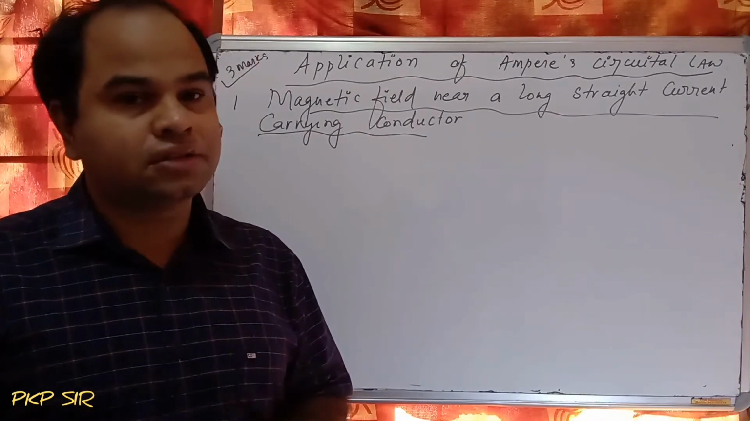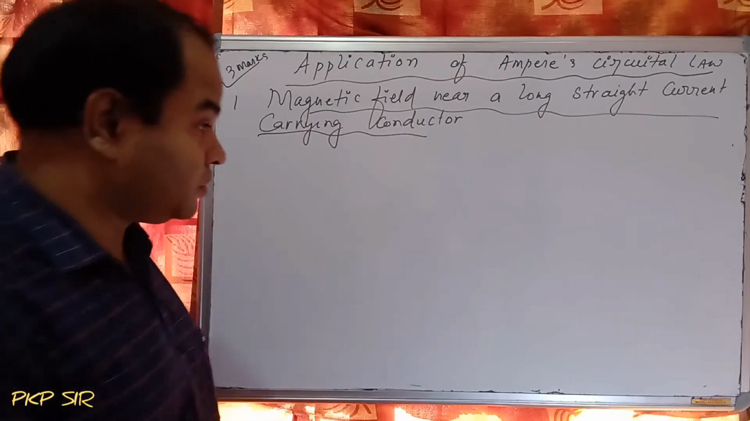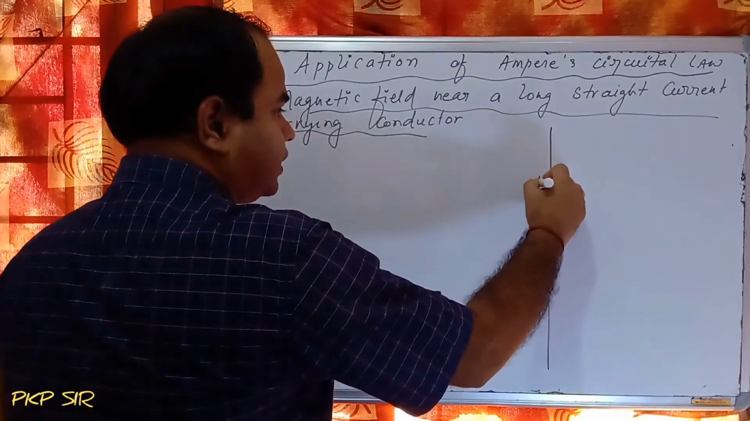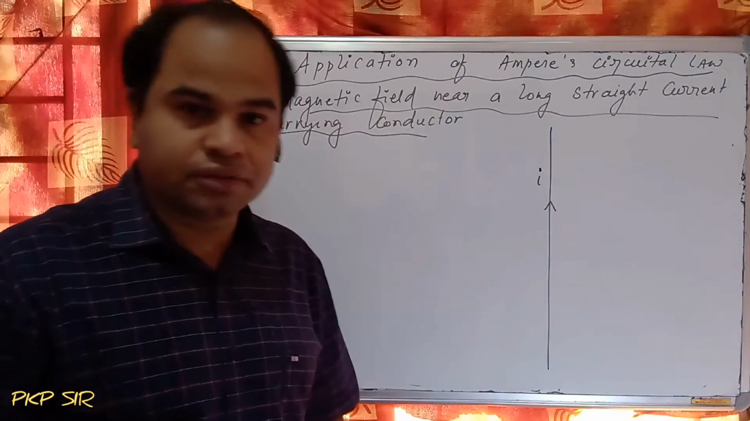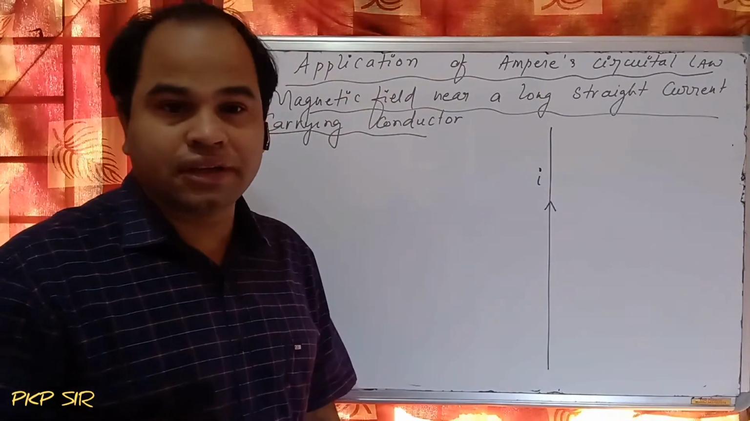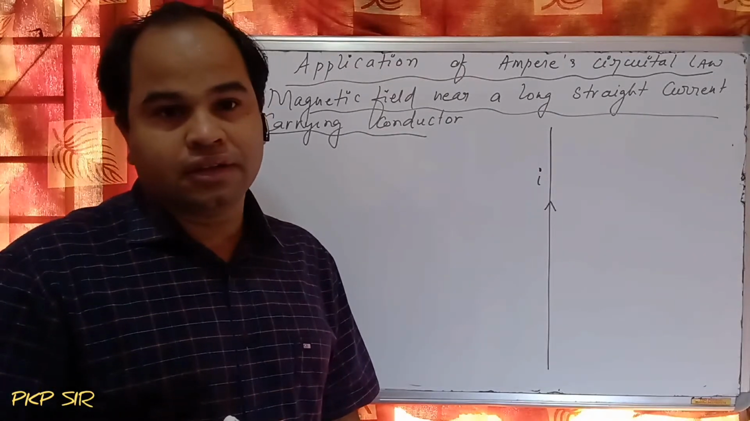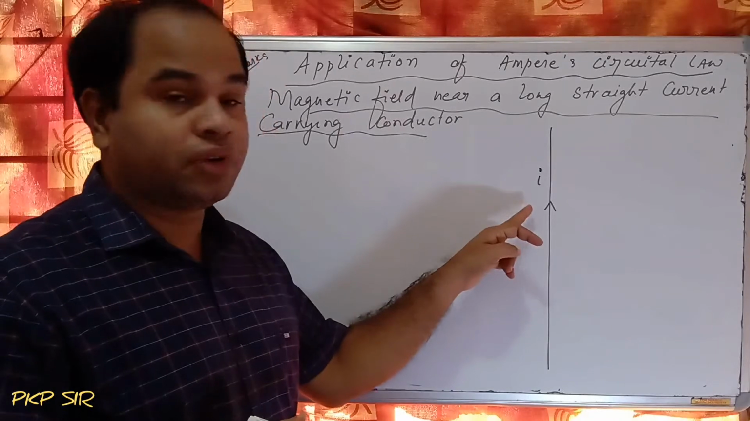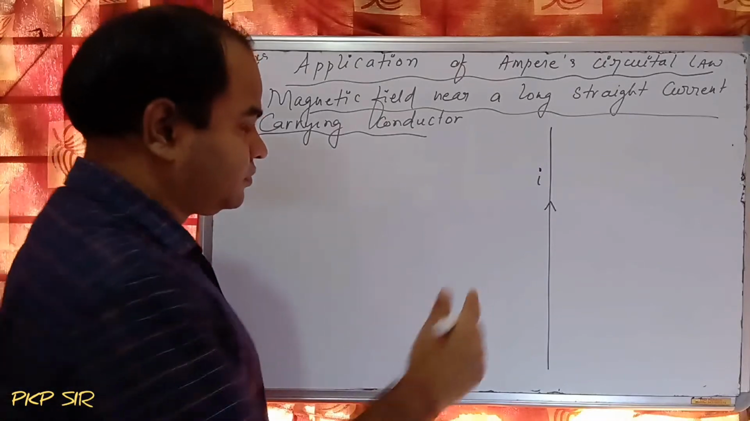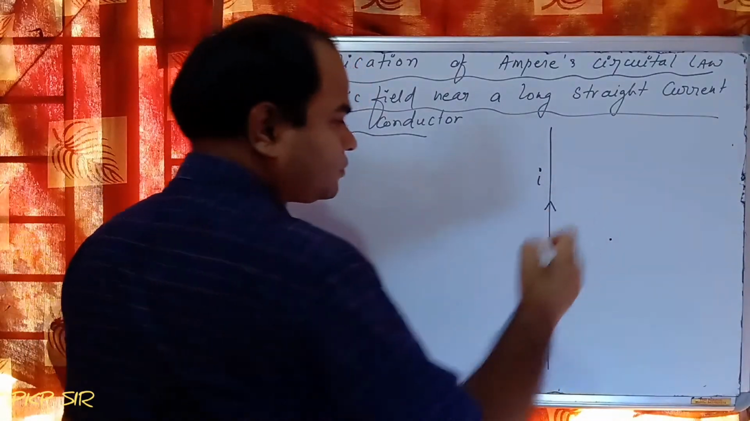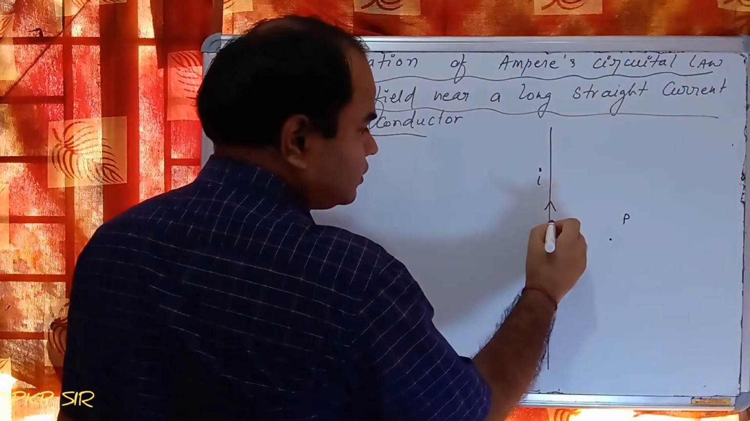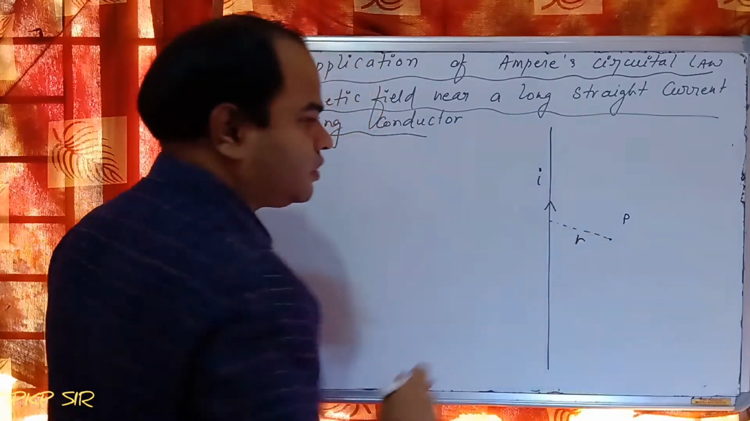So let us consider a long straight current carrying conductor, or infinite current carrying conductor, carrying current I in upward direction. Let us consider a point, let us say it is P, which is r distance from the conductor.